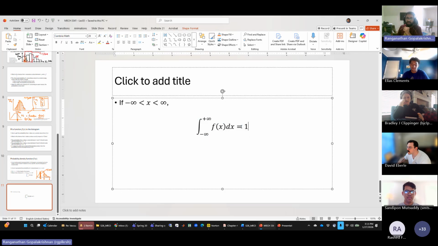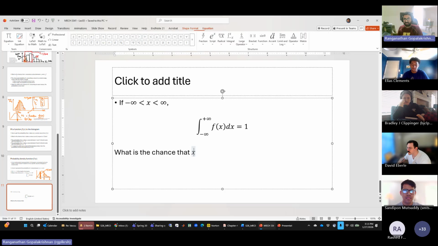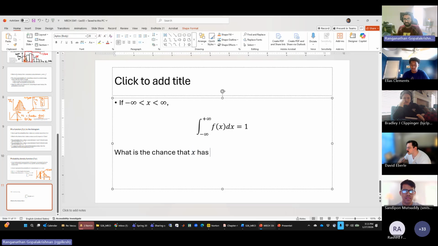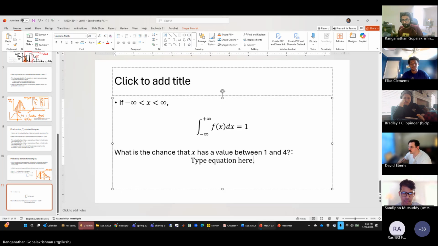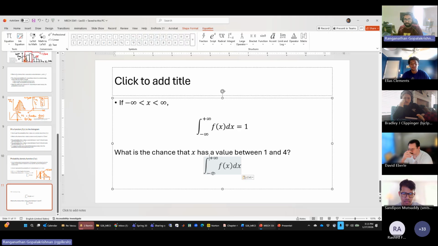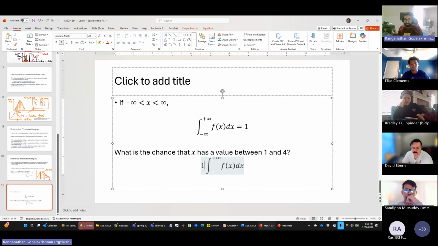Okay. So if this is the case, what is the chance that x has a value between, we'll say, 1 and 4? That would be simply the same thing, except we'll change the limits between 1 and 4.